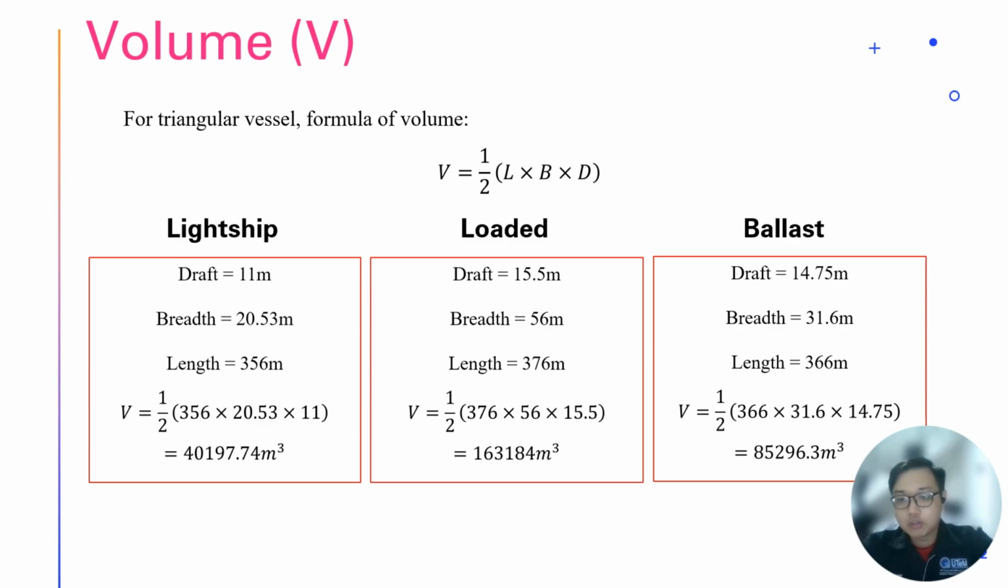Lastly, the ballast condition. Ballast condition is when a ship remains in stability without containers or weight, using the ballast system. The draft will decrease to 14.75 meters, as well as the breadth and the length, which are 31.6 meters and 366 meters respectively. The volume of the ship in ballast condition is 85,296.3 cubic meters. That's all.